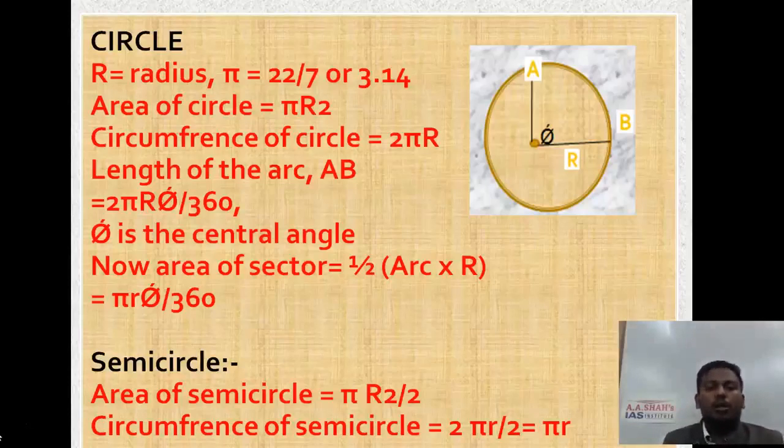Now from circle we move towards the semicircle part. See, half of a circle is a semicircle. Similarly, all the properties over here like area and circumference become half in this case. The area of the semicircle becomes pi r square divided by 2, which means area of the circle divided by 2. Now same in the case of circumference of the semicircle, it goes 2 pi r divided by 2, which makes it pi r at the end.